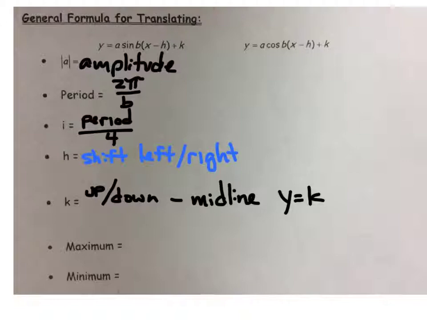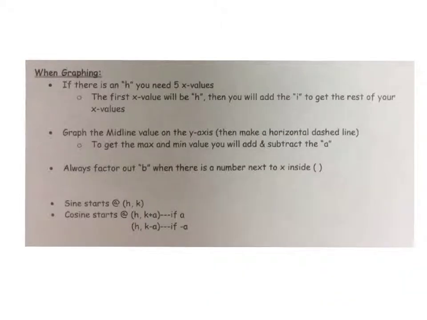So since we're shifting this thing up and down, our maximums and minimums change from just being the amplitude to k plus a for the maximum and k minus a for the minimum. Okay, some important things whenever you're graphing. If there is an h, you need 5 values. So you'll start at your h and you'll add the increment 4 times. Your very first one will be h, and you'll just add the increment to get the rest of them.